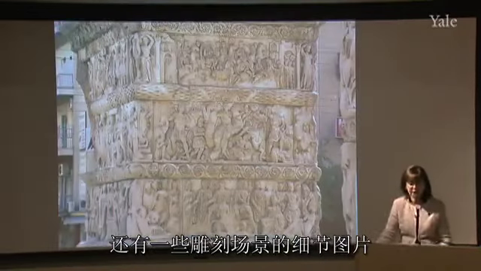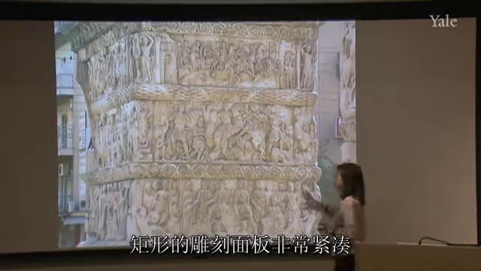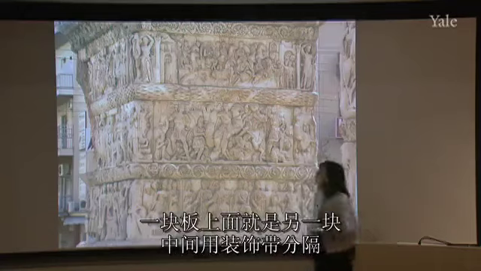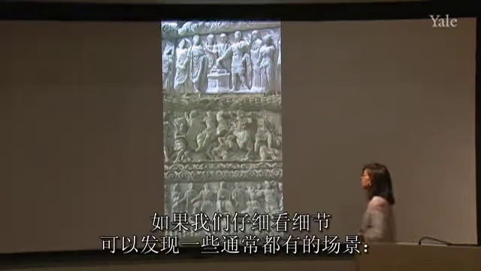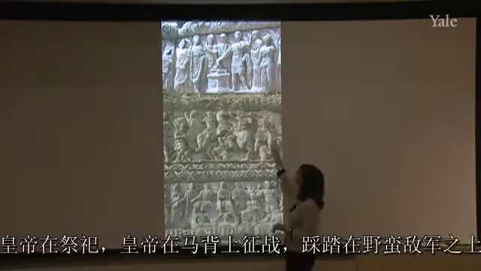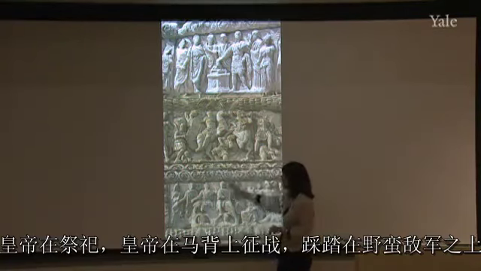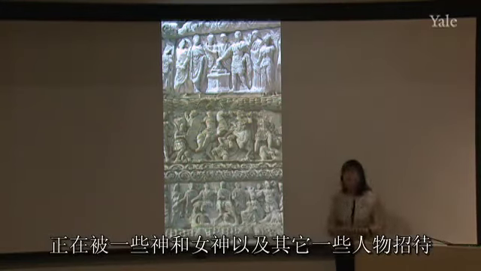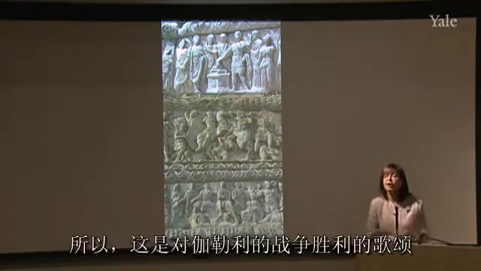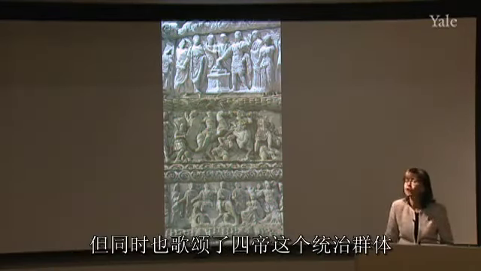And a more detailed view of some of the scenes and how crowded they are, with one rectangular panel piled on top of another and decorative motifs in between them. And if we look at a detail, we see the usual scenes that we see on things like this: the emperor sacrificing, the emperor on horseback trampling barbarian enemies, the emperor seated with the other tetrarchs down here, and a host of gods and goddesses and personifications. So again, an honoring of Galerius's own personal victories, but an expansion of those to include reference also to the Tetrarchy as a whole.